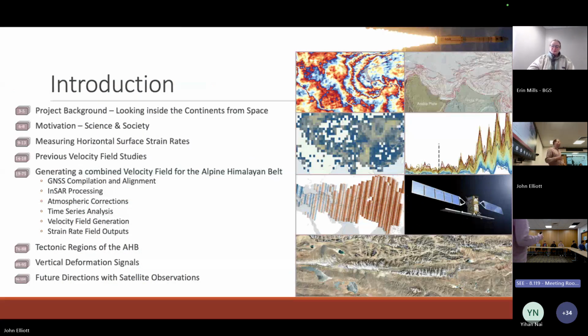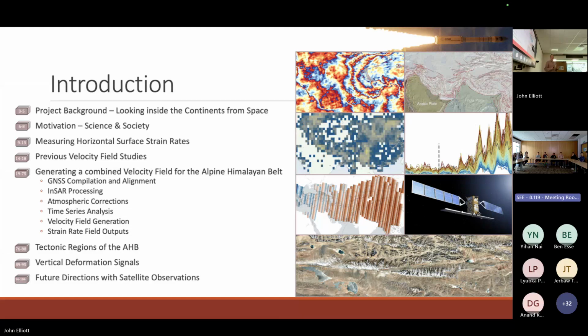As a way of introduction, I'll introduce you to the large project that this is part of, Looking Inside the Continents from Space, and the motivation for why we want to do these kinds of measurements. I'll also delve into what those measurements are, measuring surface strain rates, before looking at previously published velocity fields, both from others and ourselves. Then I'll spend the bulk of the time on generating the velocity field, how we did that from combining GNSS and InSAR, and the time series analysis we do to be able to get those velocities as outputs and the strain rates that we ultimately want.